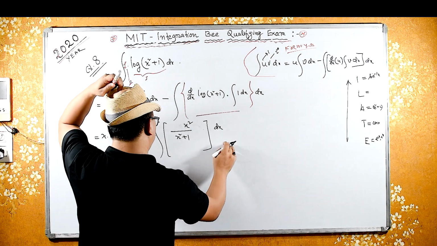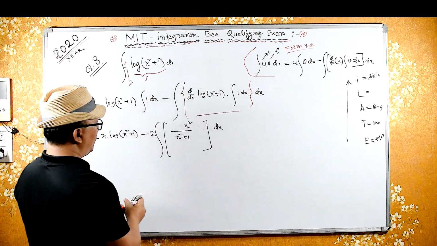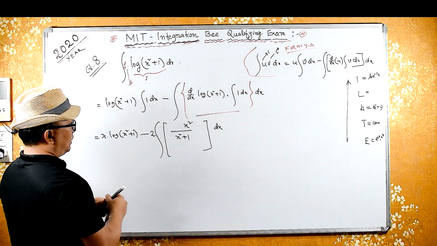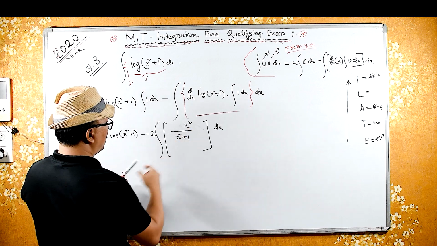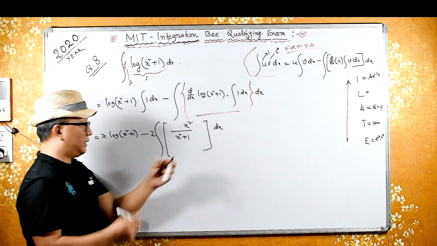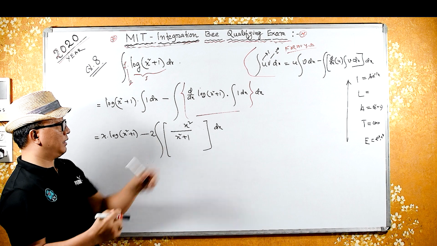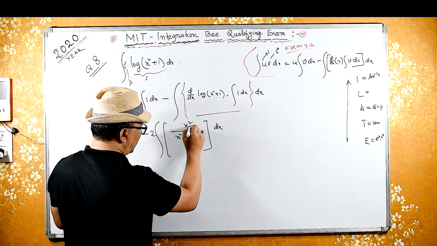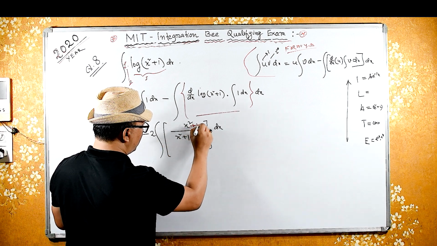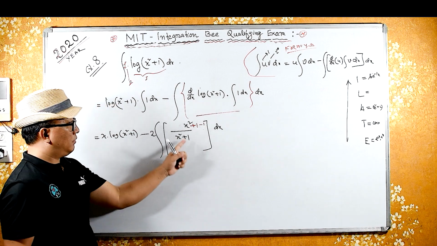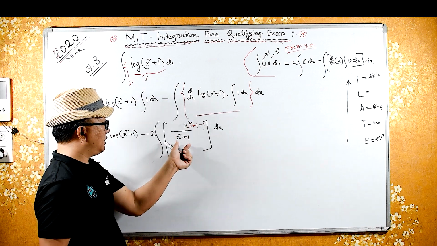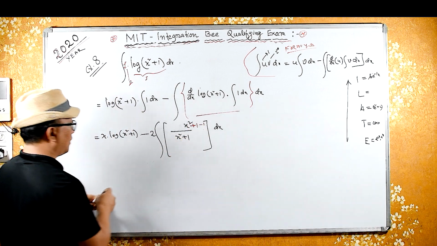Therefore look at here. Now we have x square plus 1 in the denominator. In the numerator we have x square. So can I do one thing? Can I write x square plus 1 minus 1? Now therefore this upon this, let's write it down.